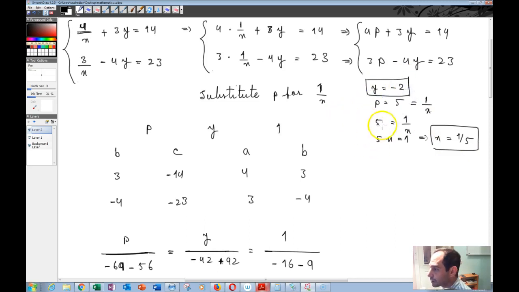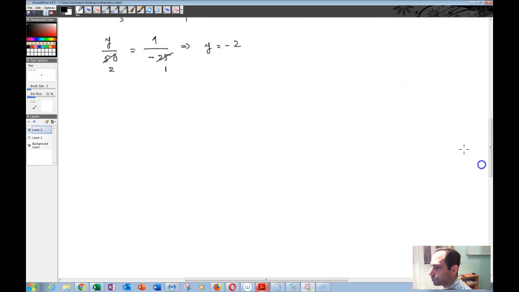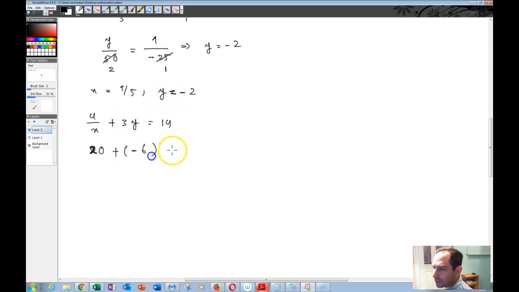Now let's test these answers. X is equal to 1/5 and y is equal to negative 2. If you test this over here, one of the equations was 4 divided by x plus 3y is equal to 14. So x was 1/5, so 4 over 1/5 is 4 times 5, which is equal to 20. And 3y is equal to negative 6, and 20 minus 6 is equal to 14.